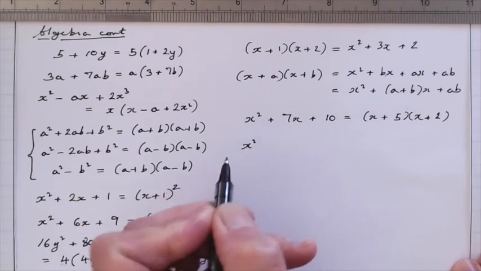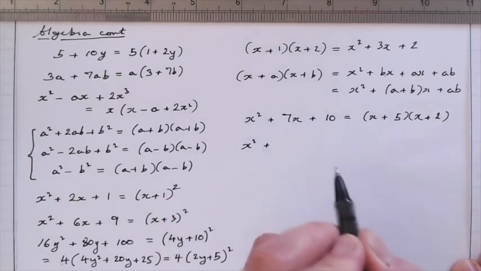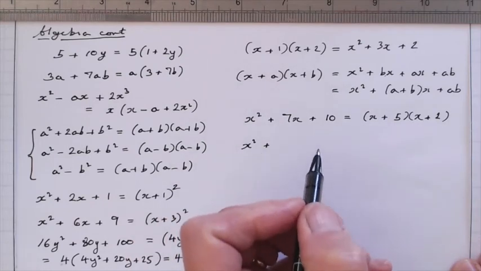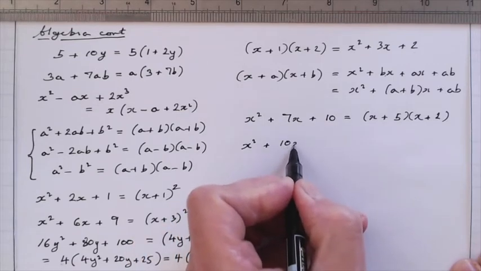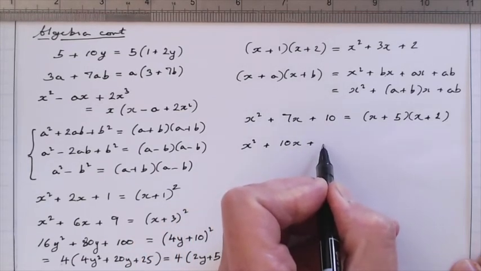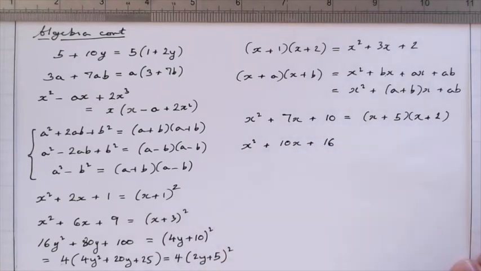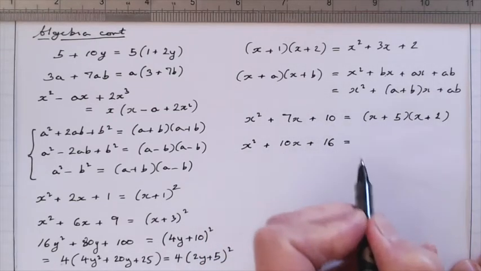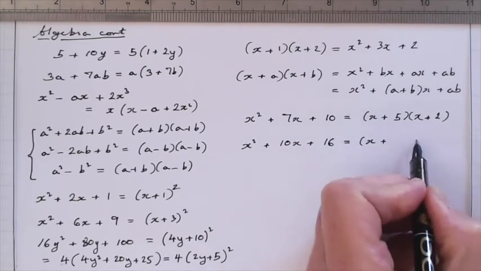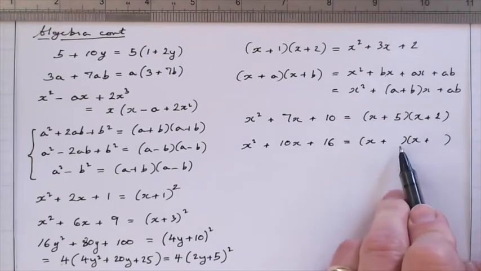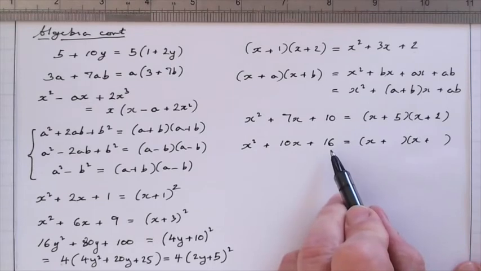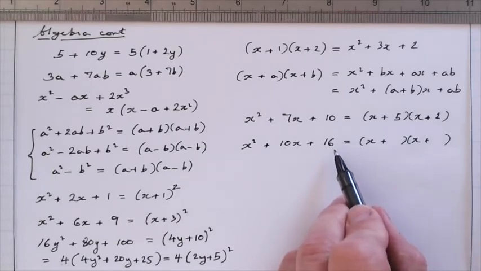Let's do another example. X squared plus 10x plus 16. Sorry for the pauses, I'm actually just making these up in my head, it's a little bit tricky. And again, it's going to be x plus something times x plus something. We want here and here two numbers that multiply together to make 16. Now that's a bit awkward because we could have 16 times 1, we could have 8 times 2, or we could have 4 times 4. So you could just look at them one by one.